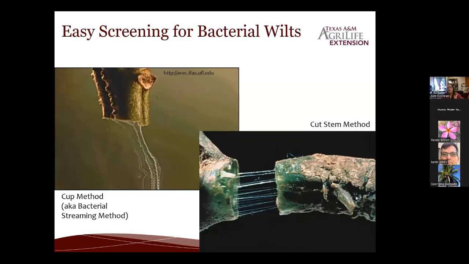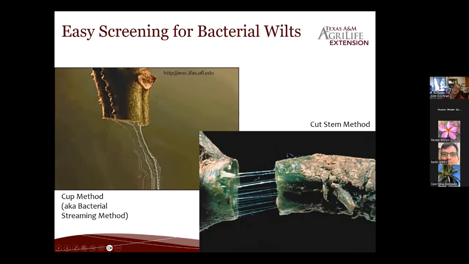With the cut stem, you just take the stem, cut it with a clean razor blade, put it back together, and slowly pull it apart about a quarter of an inch and see if there's any really slimy, thick stringing that happens. This will be much thicker and slimier than the sap. Sap will be watery by comparison. This is going to be more mucusy, and that's compounds that the bacteria have actually made. That's a diagnostic feature.